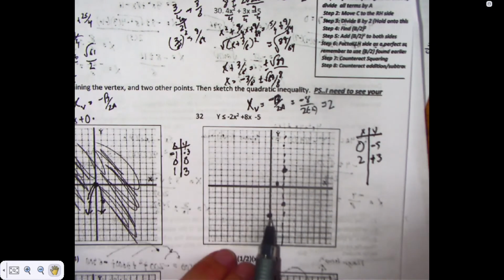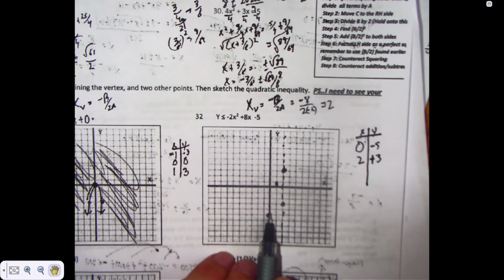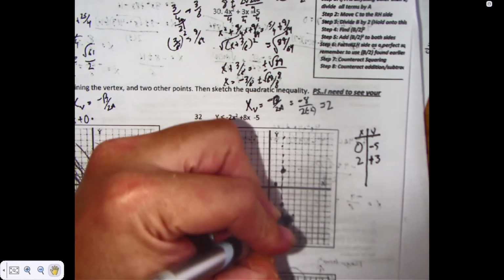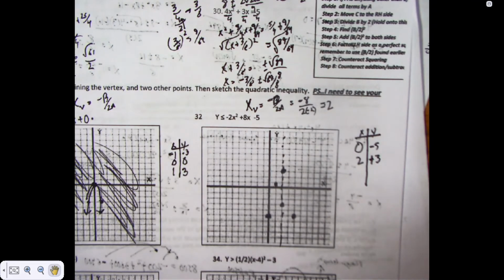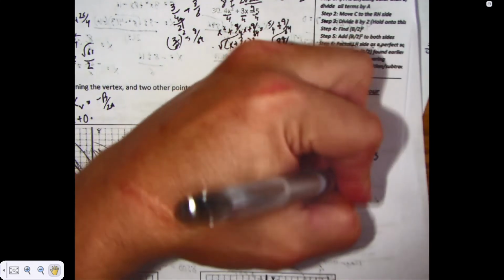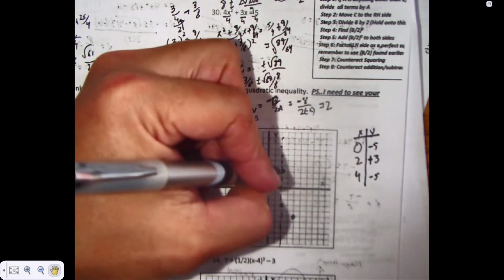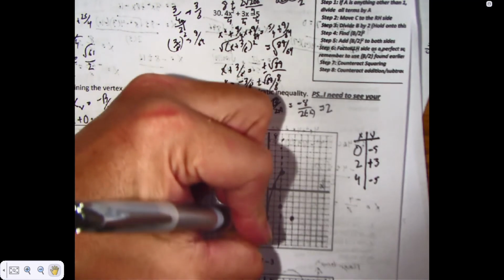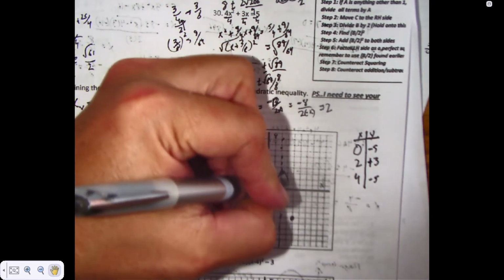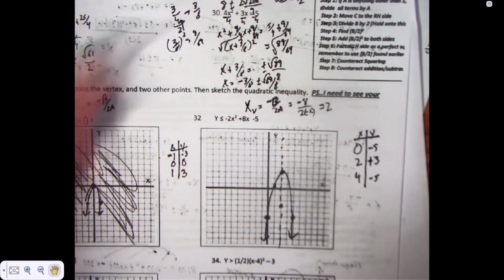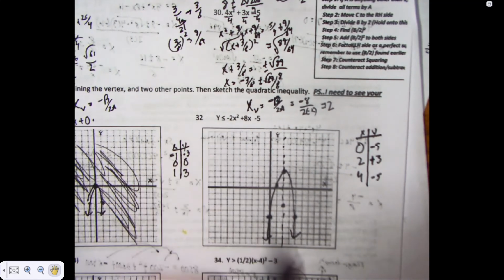Anyways, back to this thing. If this is my y-intercept and it's 2 units left, there must be another point 2 units right. And it's going to be at 4, negative 5. Remember those two match when you use symmetry? There's your parabola. Shading matters. It says less than. Below, we'd have to be on the interior.